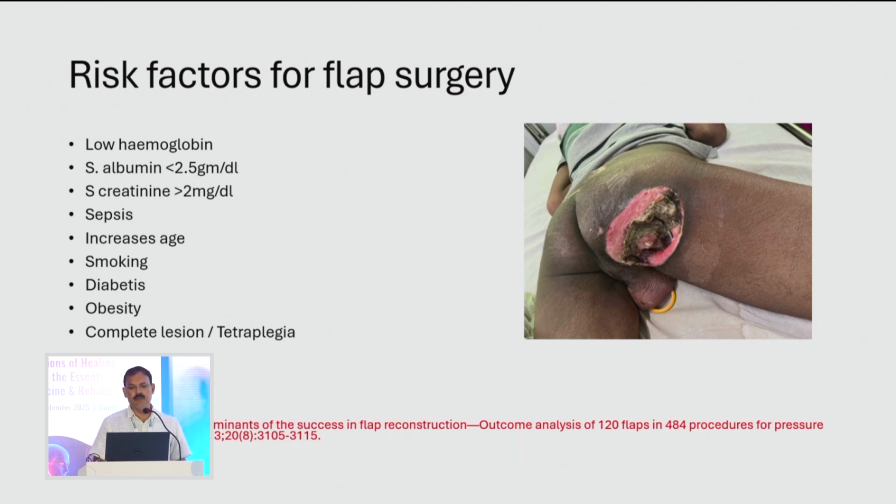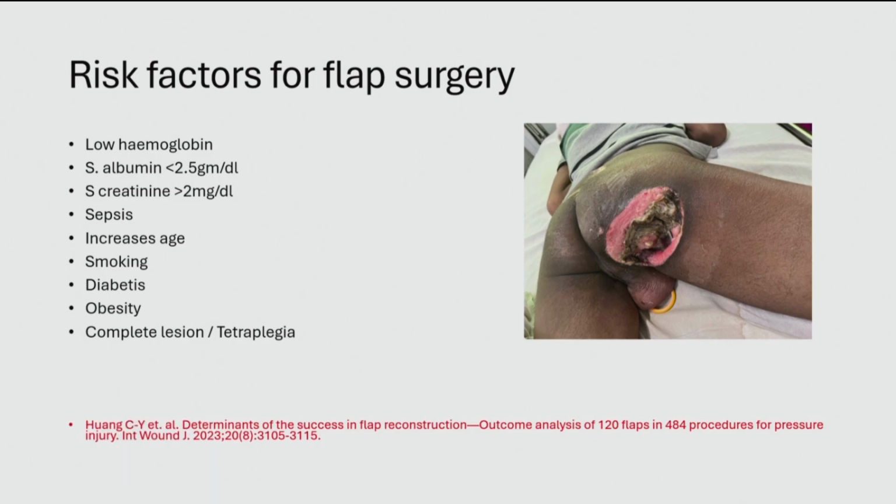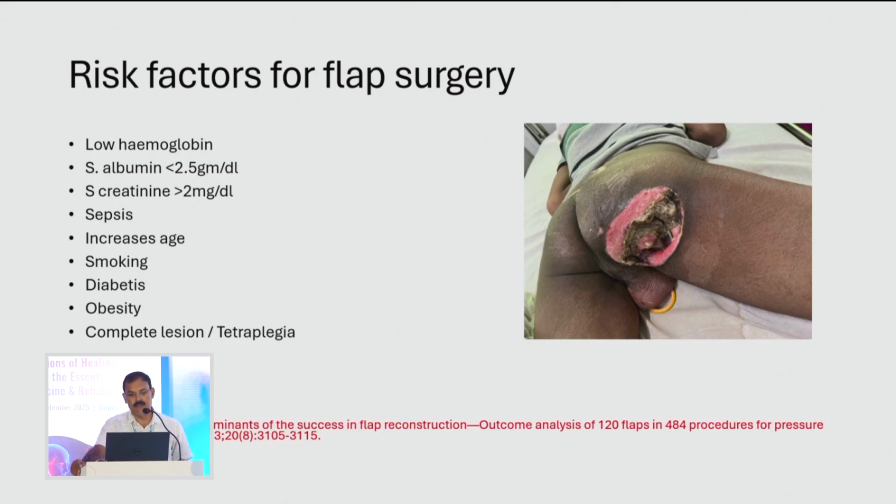If you receive this type of pressure ulcer, unless you excise it very thoroughly, these patients are likely to present with some form of sepsis. So good debridement should be done, and the infection should be well controlled. Take a piece of tissue for culture sensitivity before planning a definitive closure.